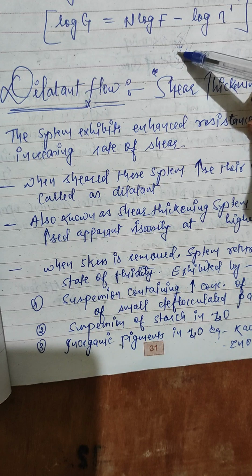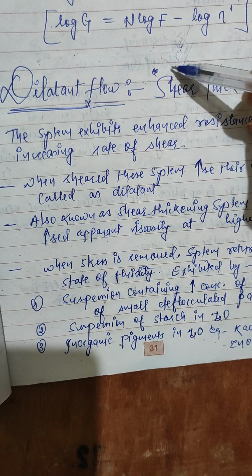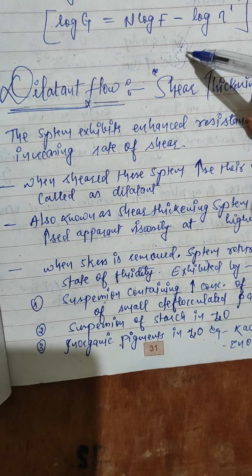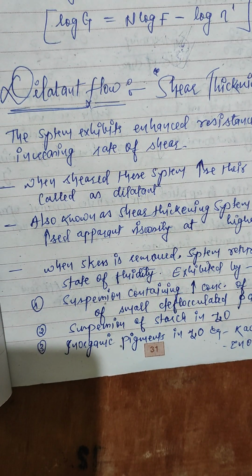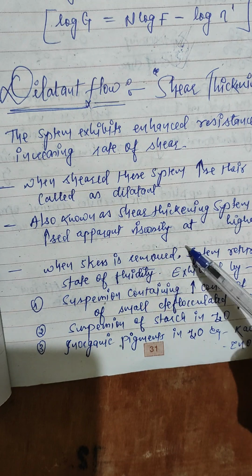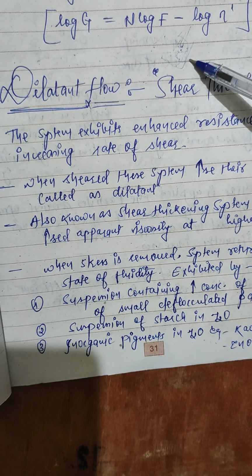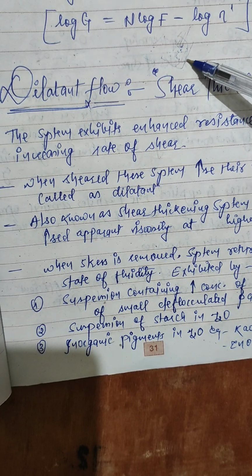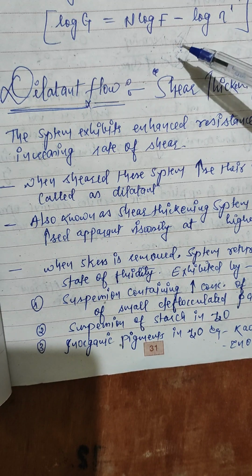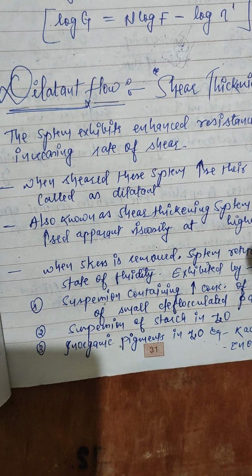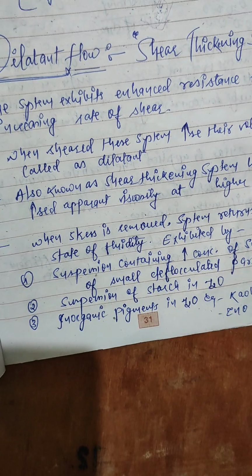Here the resistance is increasing in the dilatant because when it is getting sheared, the volume of this liquid is increasing. That's why these are known as dilatant, right? These are also known as shear thickening systems because of increased apparent viscosity at higher rate of shear. As the shear rate is increasing in this fluid, the apparent viscosity of this fluid is increasing, right? I hope you have understood the concept and the difference between the pseudoplastic and dilatant flow, right?